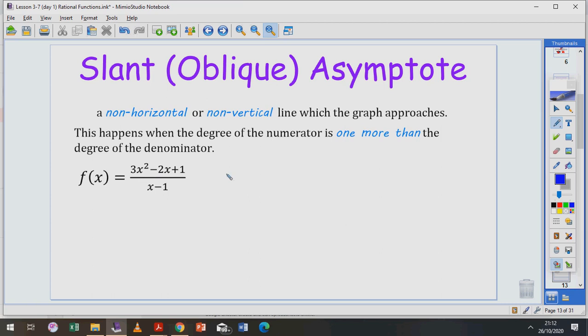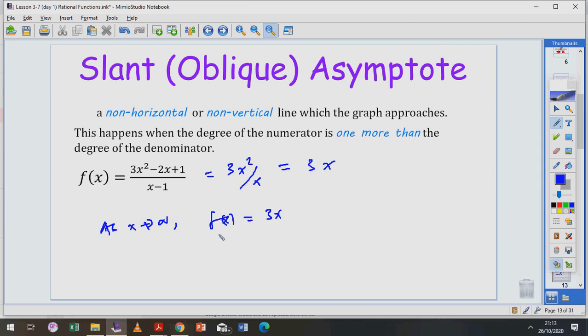So if I divide by the degree of the denominator, 3x squared divided by x, and I only need to do it for the first terms, then I'm going to end up with 3x. That means that as x tends to a very big number, this whole expression will be 3x.